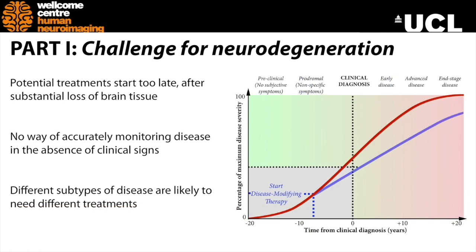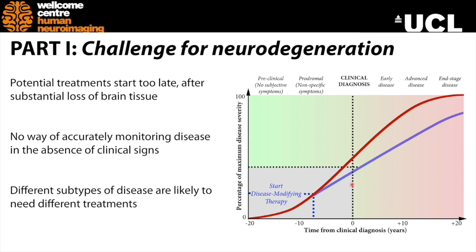One of the reasons for this is that we're simply starting any potential disease-modifying treatments too late, after substantial loss of brain tissue has occurred. By the time people are diagnosed, it is estimated that the diseases have been present for many years, and that there has already been a significant amount of damage to neural tissue. Ideally, we would want to be starting treatments during this period here, known as the preclinical or prodromal period.